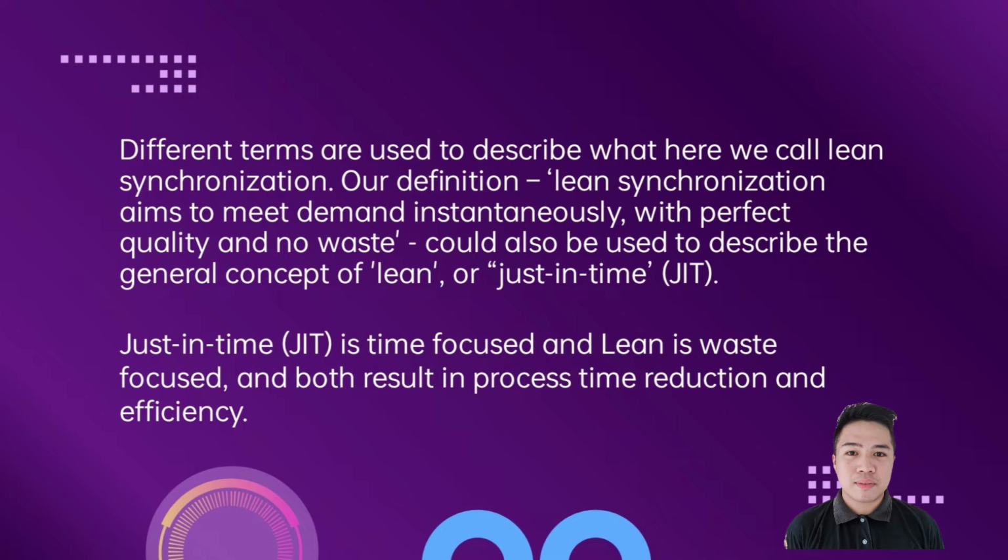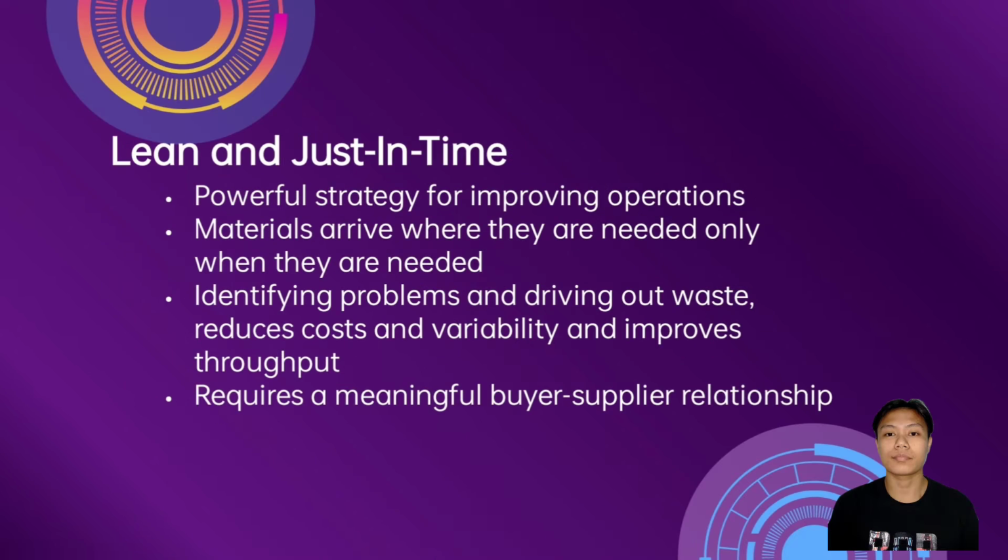Here, different terms are used to describe what we call lean synchronization. Our definition: lean synchronization aims to meet demand instantaneously with perfect quality and no waste. It could also be used to describe the general concept of lean or just in time. JIT, or just in time, is time focused and lean is waste focused, and both result in process time reduction and efficiency.